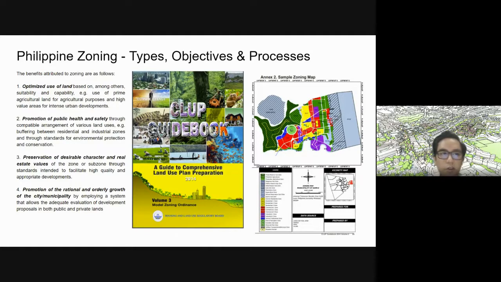So what are the goals? Again, optimize use of land, promotion of public health and safety, preservation of desirable character and real estate values, and promotion of rational and orderly growth of the city and municipality. So it kind of fits with our goals in urban and regional planning that we defined at the start of the semester. So you have a sample zoning map here and the different colors.